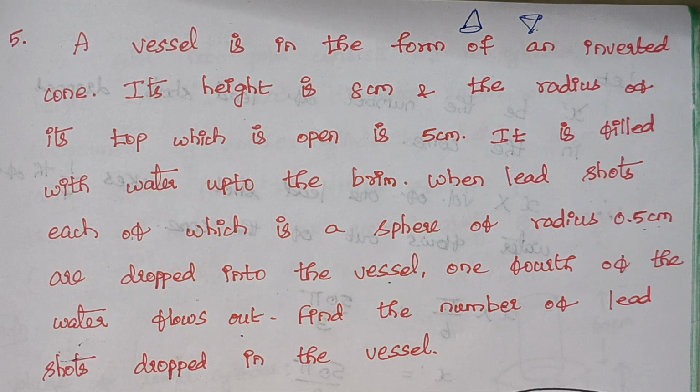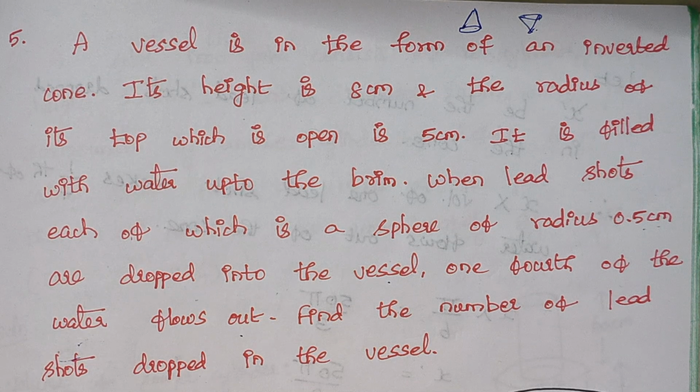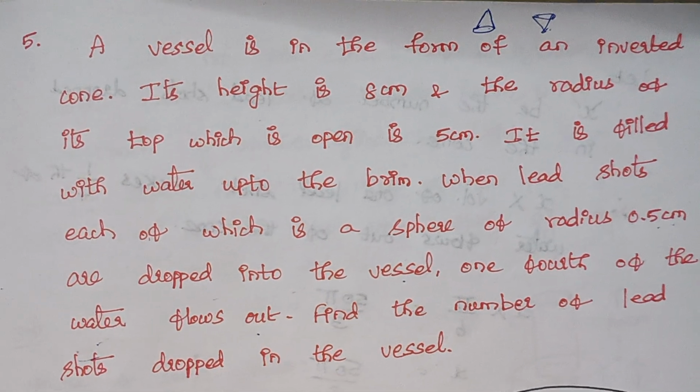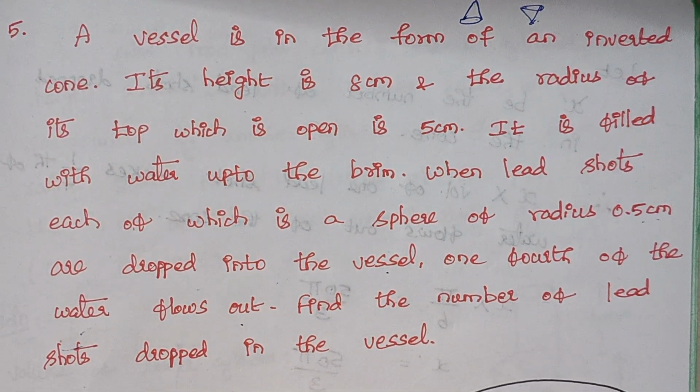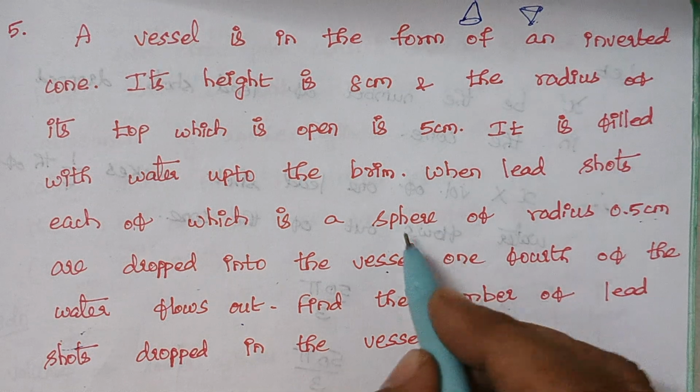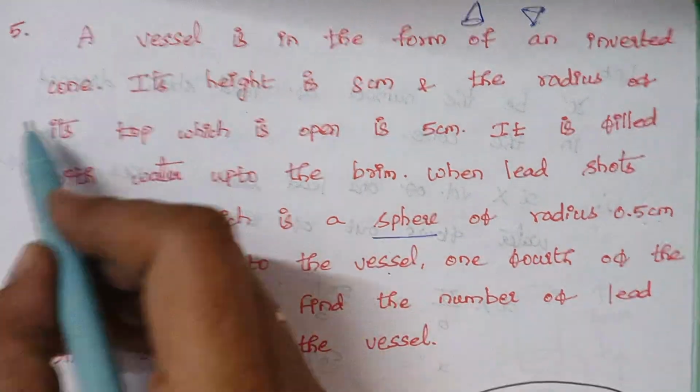1/4 of the water flows out. So we have to find how many lead shots are dropped into the vessel, right. Do you understand the concept here? Here we are again discussing two shapes. One is a cone and another one is a sphere, right.